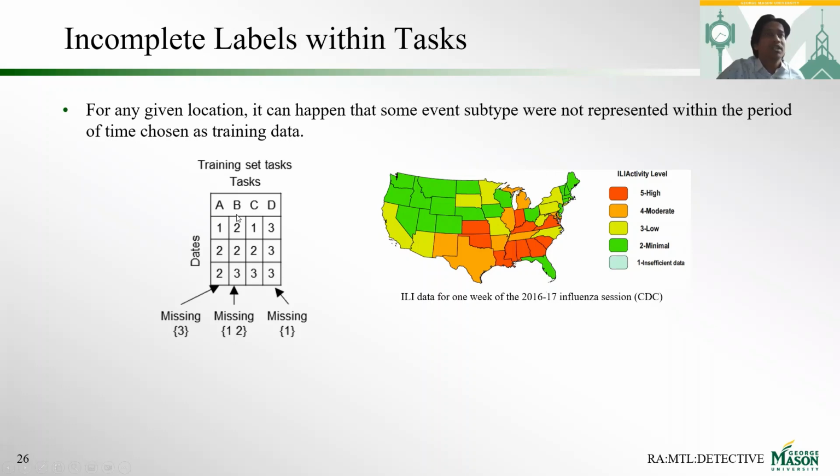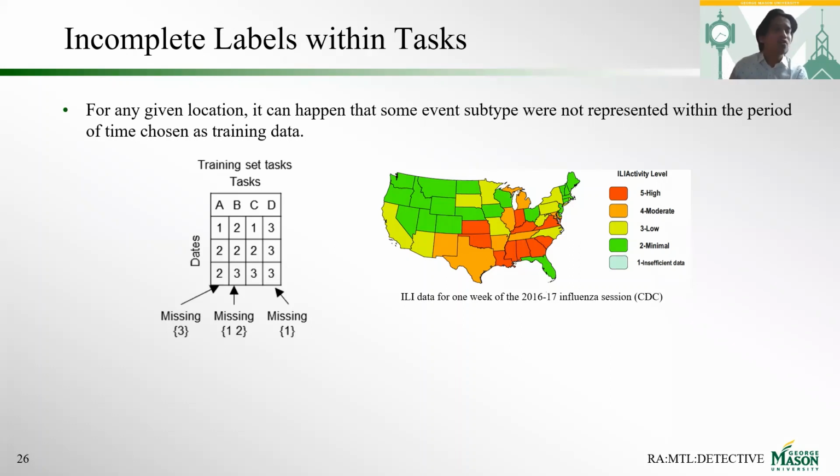If you see here, maybe Texas never faced influenza activity level 3, Louisiana never faced level 1 or 2, and Georgia never faced level 1 in the historical data we are using to train the model. But Texas never having faced level 3 doesn't mean it will never face it in the future, right?